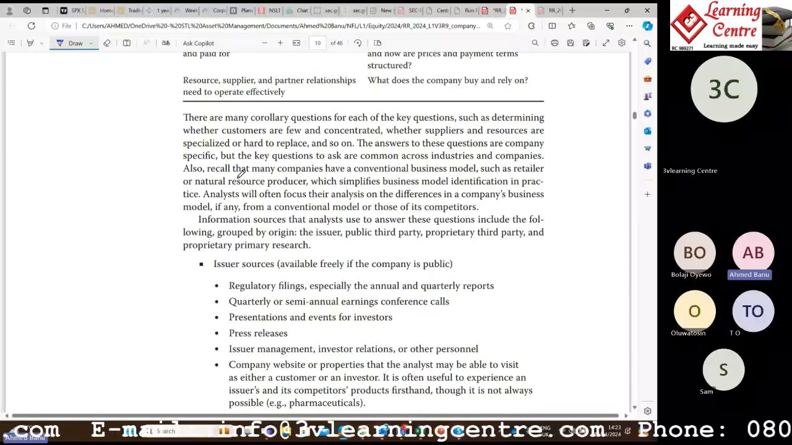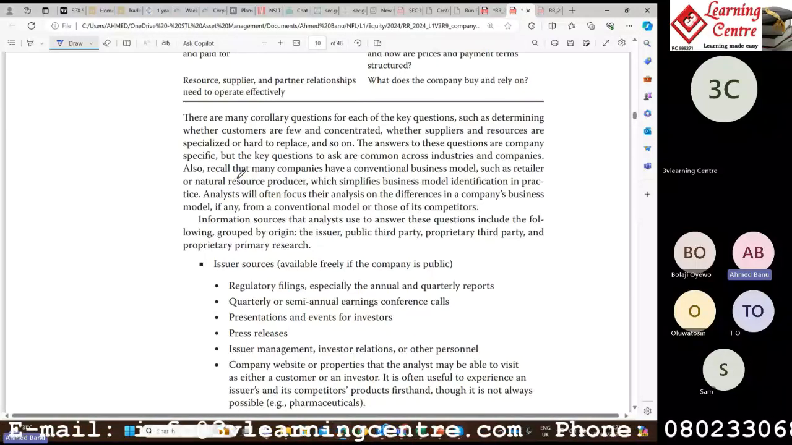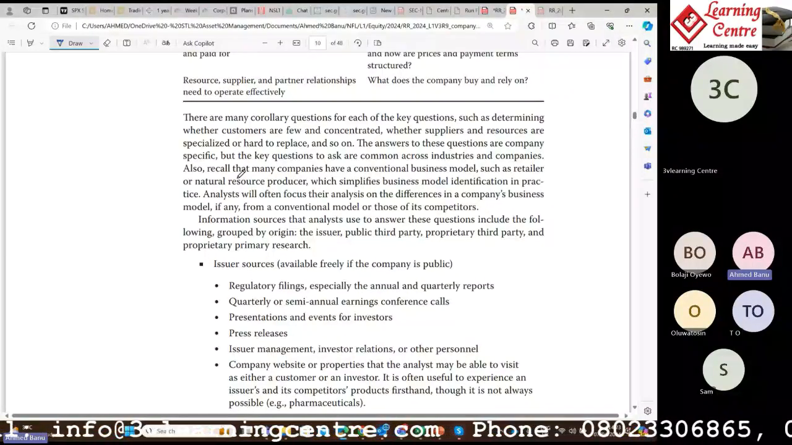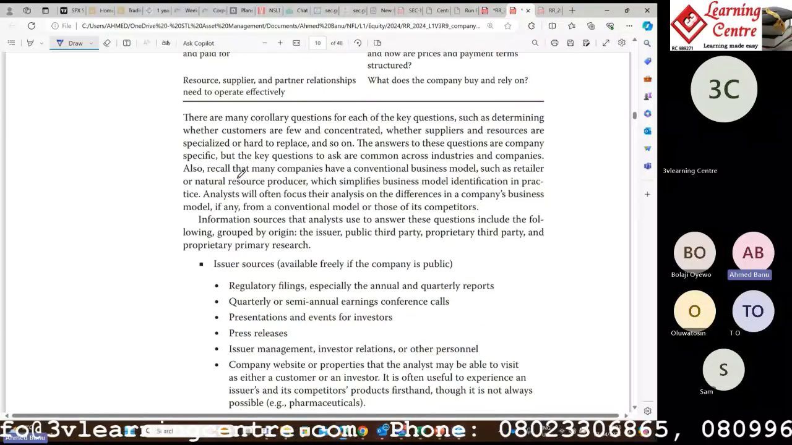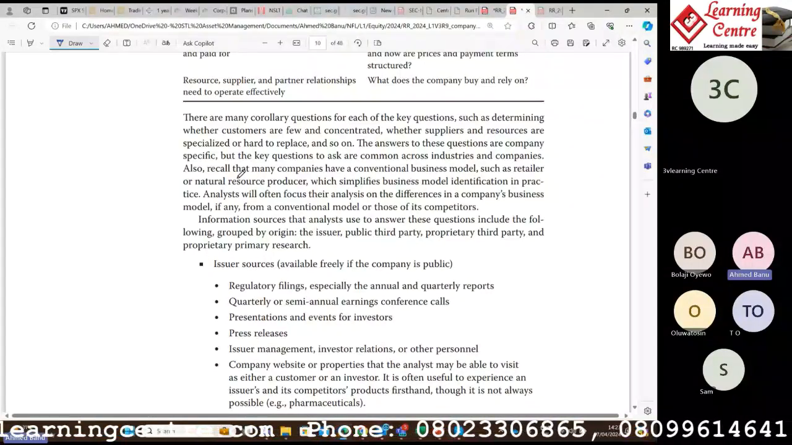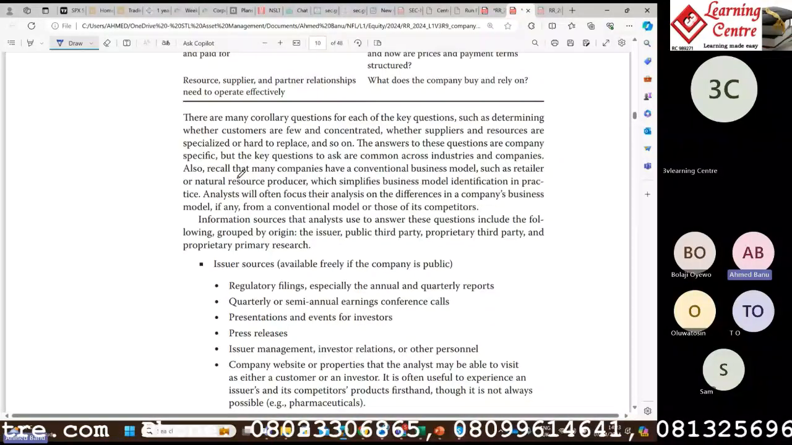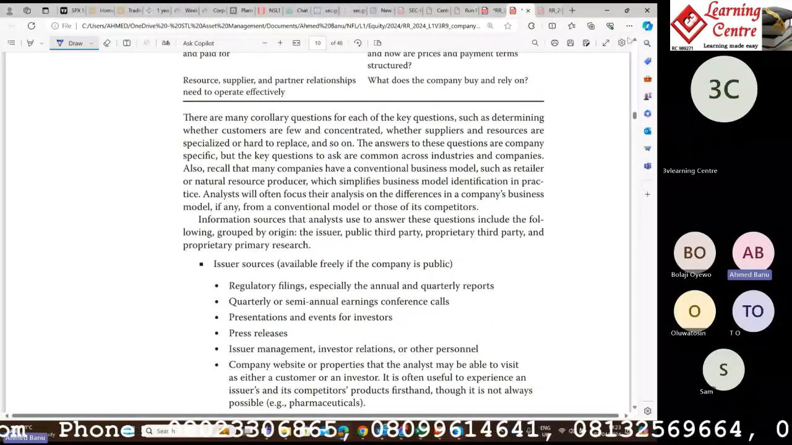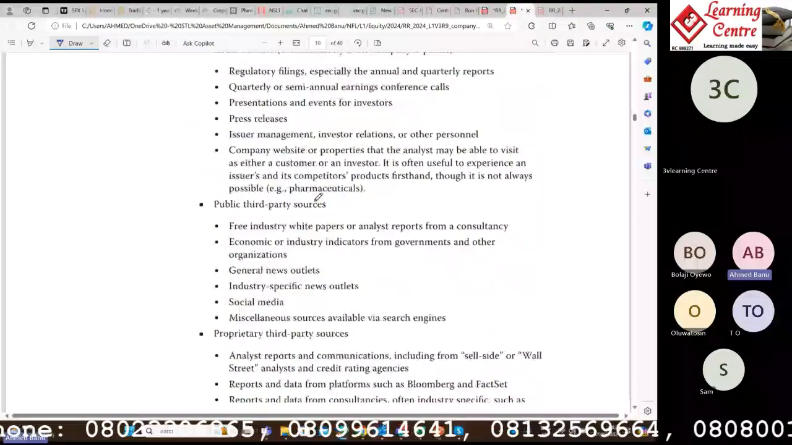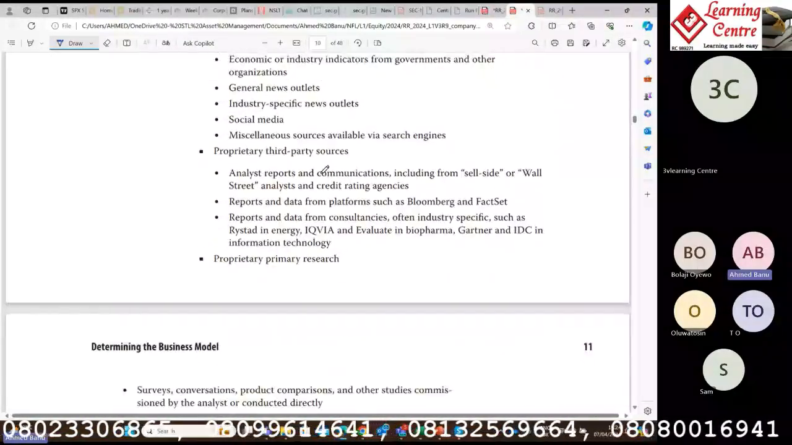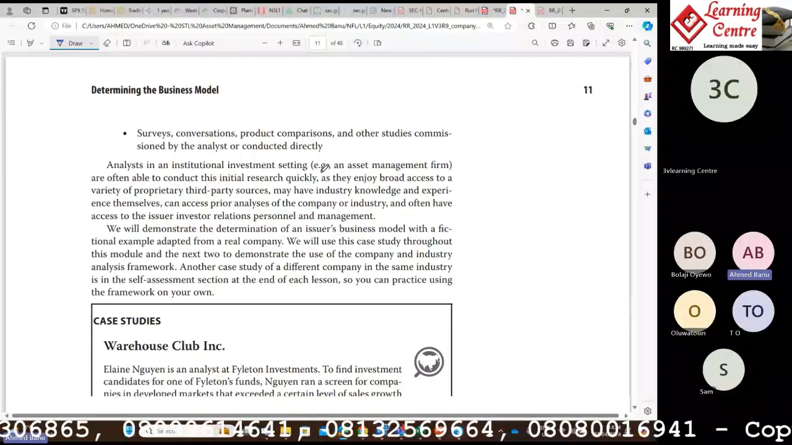If I ask you to come to me next week with the business model of Transcorp Power, I'm sure a lot of you would get that information without having to call somebody in Transcorp Power to ask the person, please tell me about your company. This information is all over the place. So there are different places you can source this information.